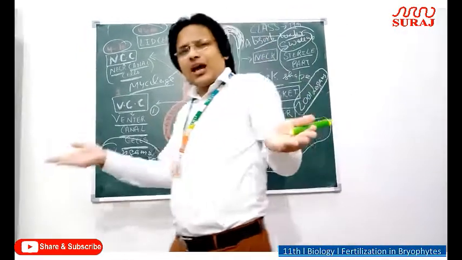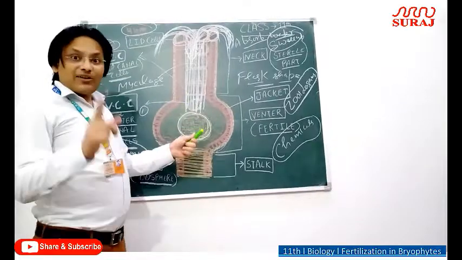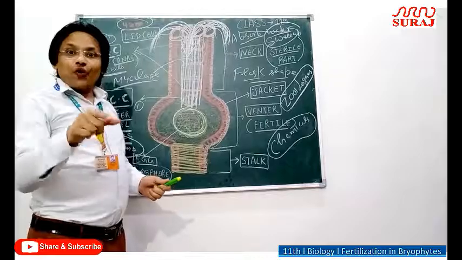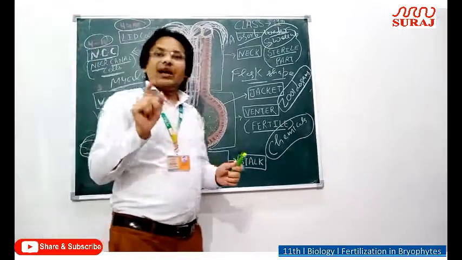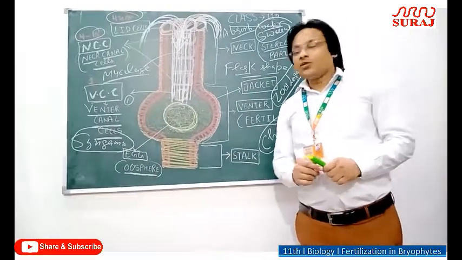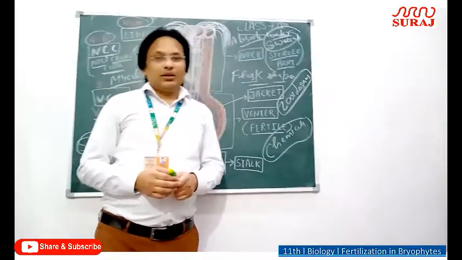Now one of the most important points: you know very well bryophytes are known as the amphibians of the plant kingdom. Why? Because they require water for fertilization. The antherozoids require water for the phenomenon of fertilization, so they are called amphibians of the plant kingdom. So this is all about fertilization in bryophytes.